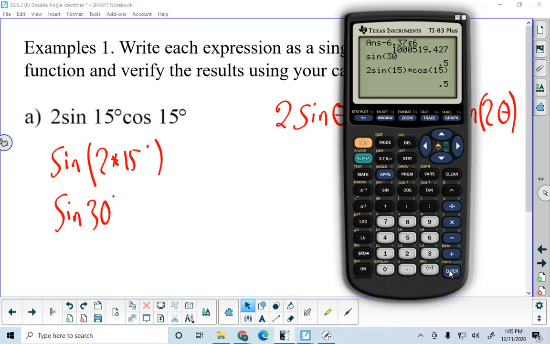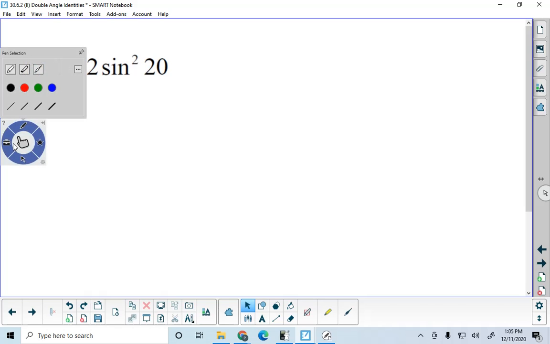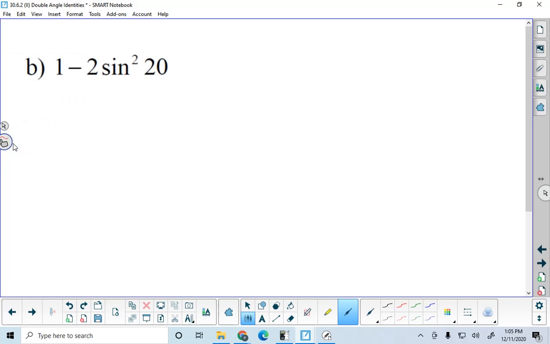Let's take a look at B. Again, you were looking for an identity that contains the basic bare bones of this. This is 1 minus 2 sine squared of an angle. I'm going to use phi.